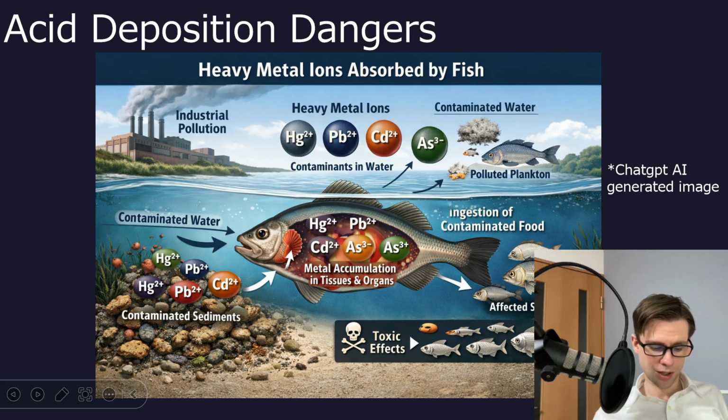Some of the biggest problem culprits are shown here on this slide. Hg mercury, Pb lead, Cd cadmium, and As arsenic. And this is why people generally recommend that you don't eat a ton of fish, even though fish is really healthy. Especially larger predatory fish have high buildup of these metal ions, which mainly come from acidified metals.